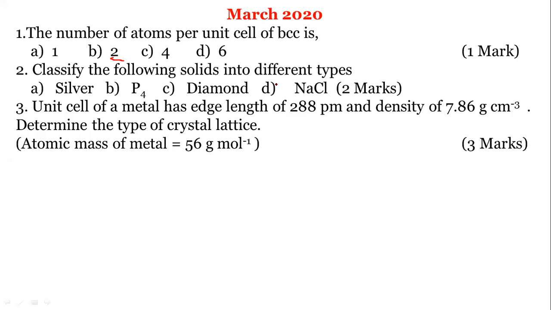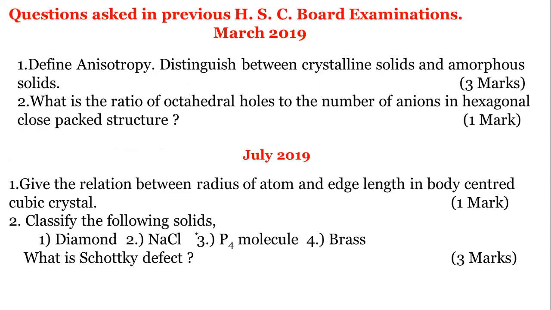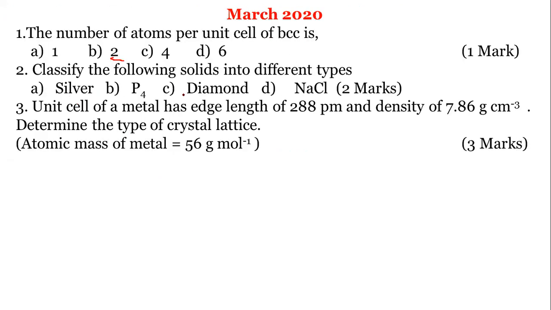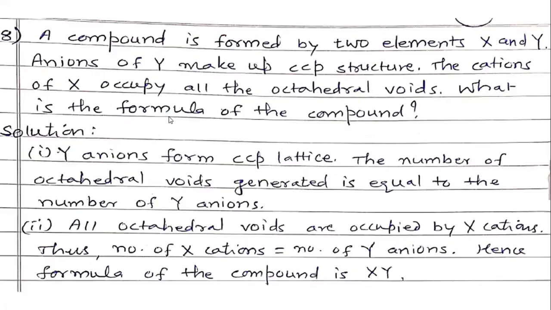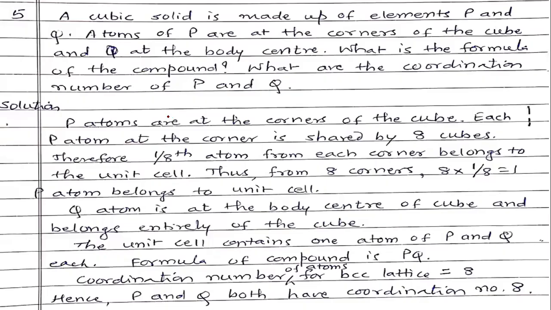Classify the following solids into different types. Again, it is asked 2 times. See, here also it is asked: classify the solids. Here it is also asked in the examination, March 2020: silver, P4, diamond, NaCl, for 2 marks. And one numerical is asked here, unit cell of metal edge, for 3 marks. So this chapter is completed here. Most of the part is deleted in this chapter.